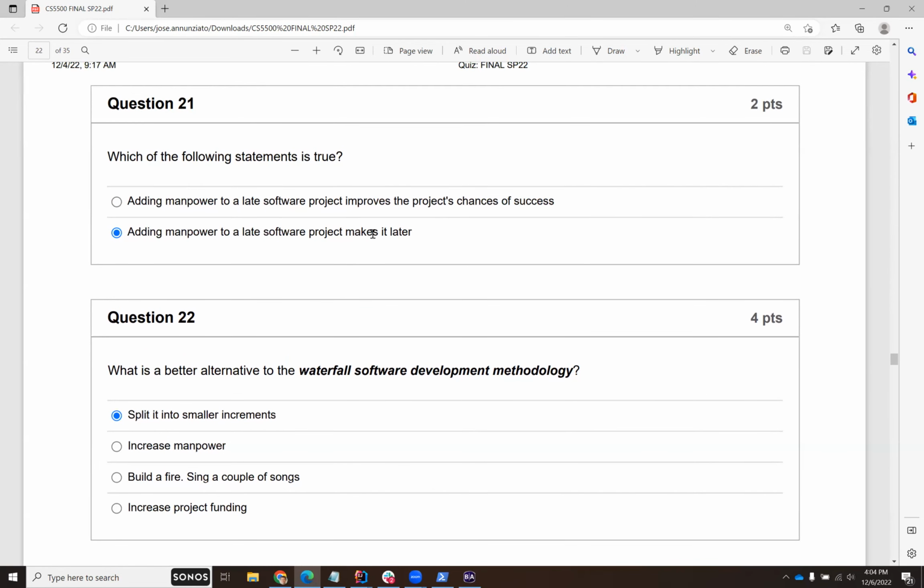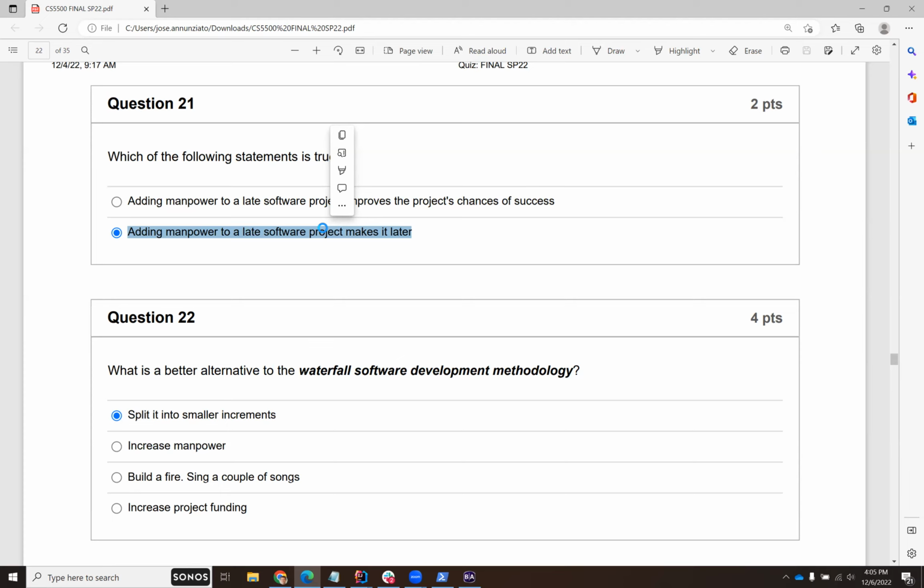In the same vein, which one is true? If a project is already late and you add more manpower, are you going to increase the chances of success? No. If it's already late, you're just going to make it even worse, because the people that are already productive now have to refocus their efforts into training the new people coming in. They're not familiar with the project, and so you're going to be even later.